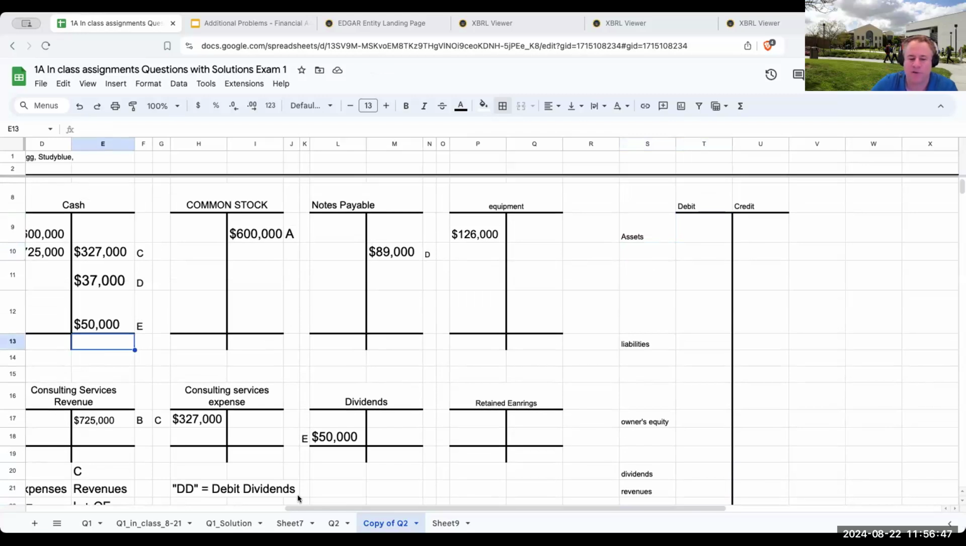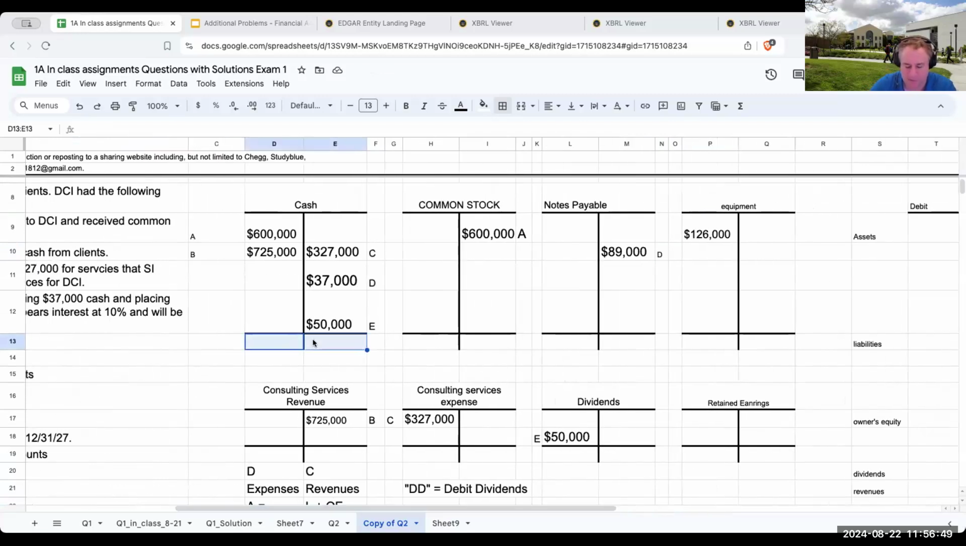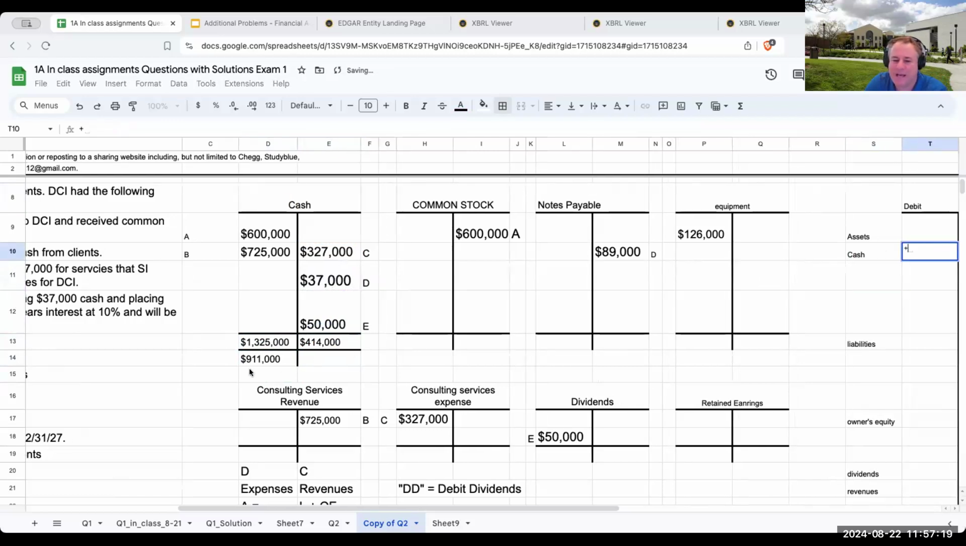But before we go through and do this, we need to total up each of the accounts. For cash, we received $600,000 from our shareholders. We got $725,000 by performing services. The credits: I gave up $327,000, or I paid a consultant $327,000. I paid a $37,000 down payment for equipment, and then I paid a dividend. So I subtract the smaller from the larger side, and I end up with cash of $911,000 debit.